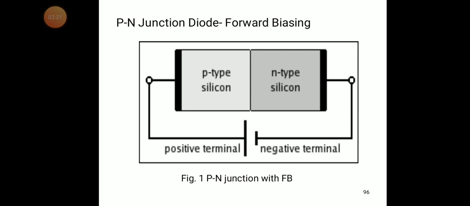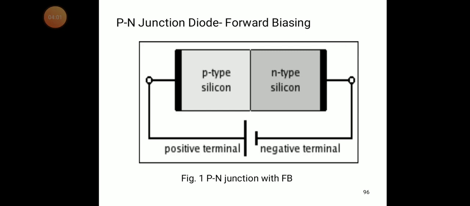The first biasing is forward biasing. Here you can see the PN junction diode, P-type material and N-type material, with the junction in the middle. For the P-type we have the positive terminal, and for the N-type we have the negative terminal. That gives forward biasing. The meaning is the battery positive terminal is applied to the P-type and the battery negative terminal is applied to the N-type material. This condition is called forward biasing.